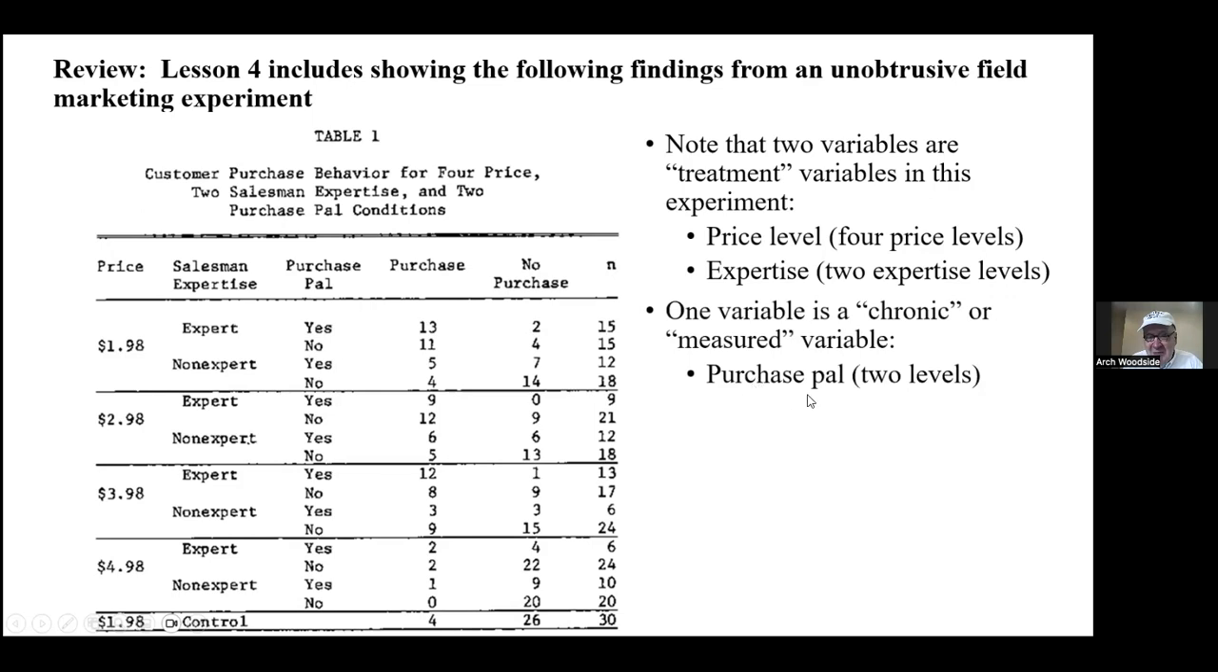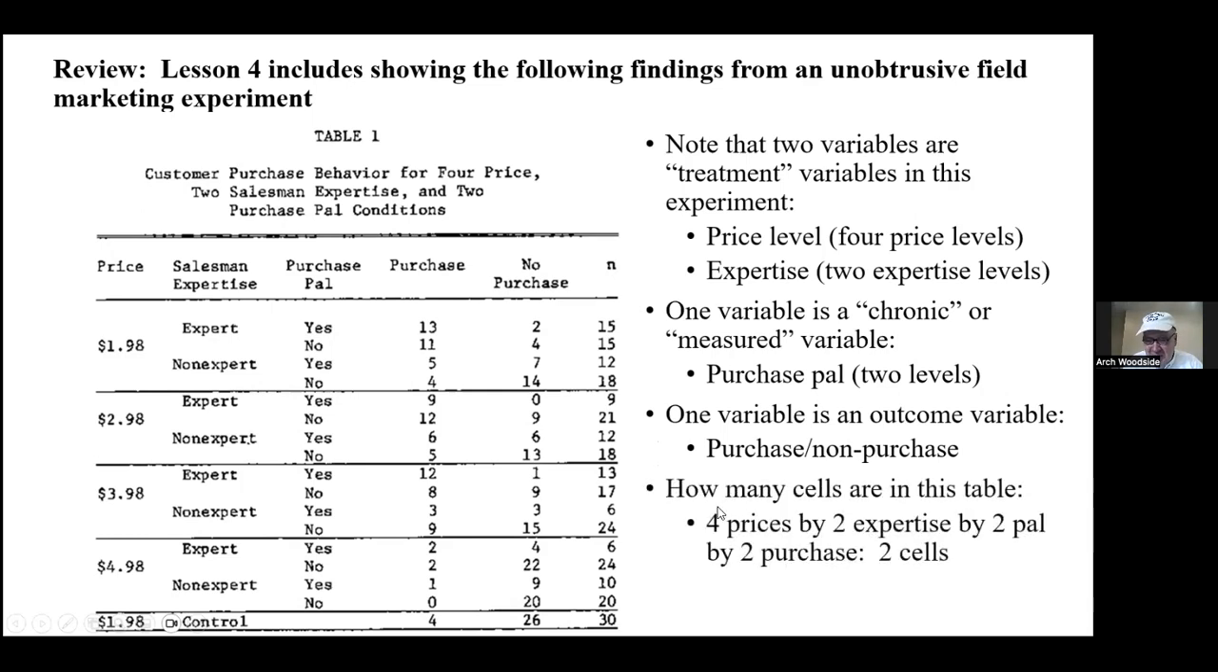Purchase pal is not a treatment condition, it's a measured variable, sometimes called a chronic variable, because it's the state of nature in a given context. It comes from something within the context. For example, it could be age of the customer. That would be another chronic variable. The outcome is purchase, non-purchase.